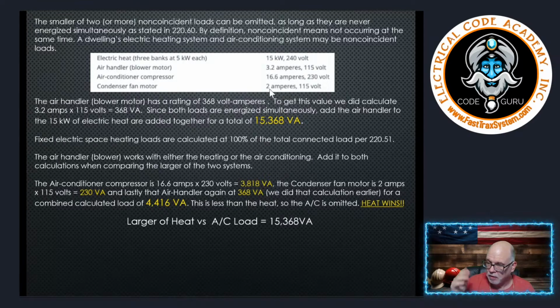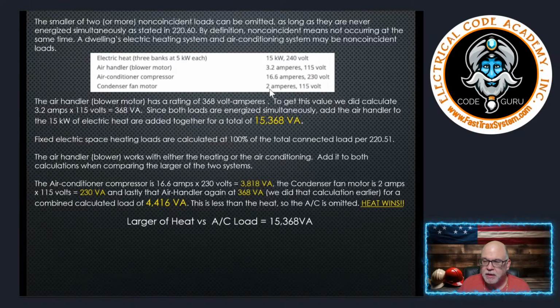Make sense? All right. So my load value that I'm going to be plugging in here into line 13 of my form is going to be 15,368. Okay, so 15,368.